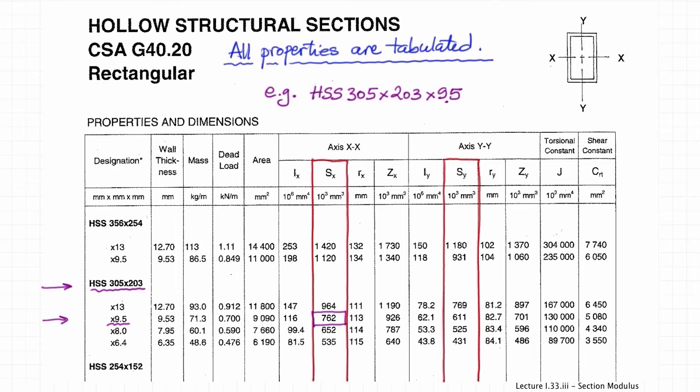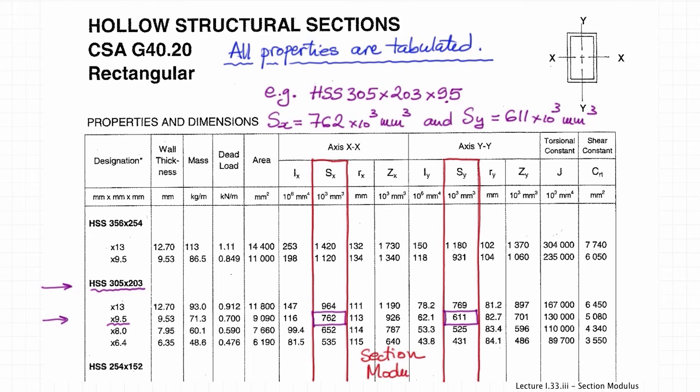We can look up the values for the section modulus, which is 762 times 10 to the power of 3 millimeters to the third for bending about the x-axis, and 611 times 10 to the power of 3 millimeters to the third for bending about the y-axis. So as you can see, it is very important to identify the axis of bending, and therefore use the correct value for the section modulus.